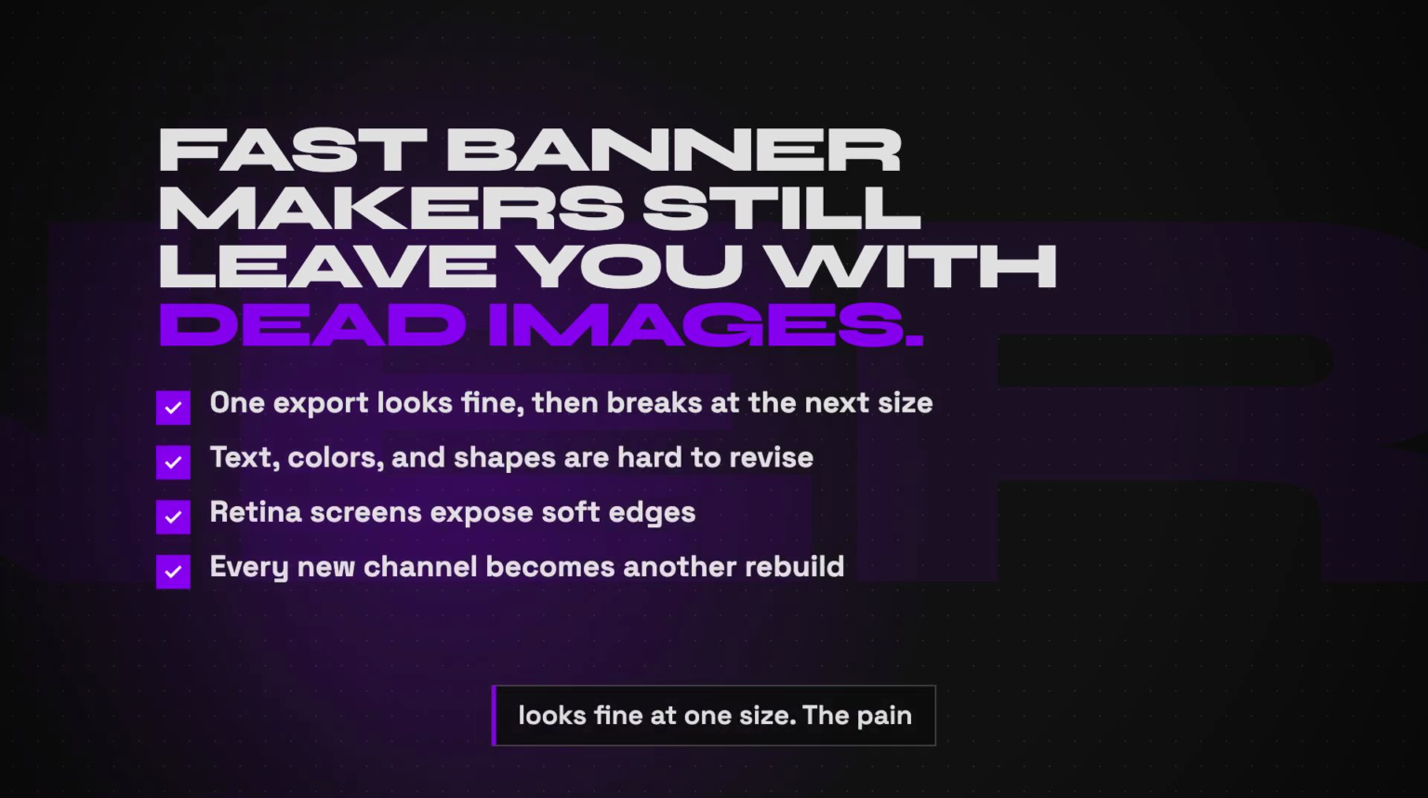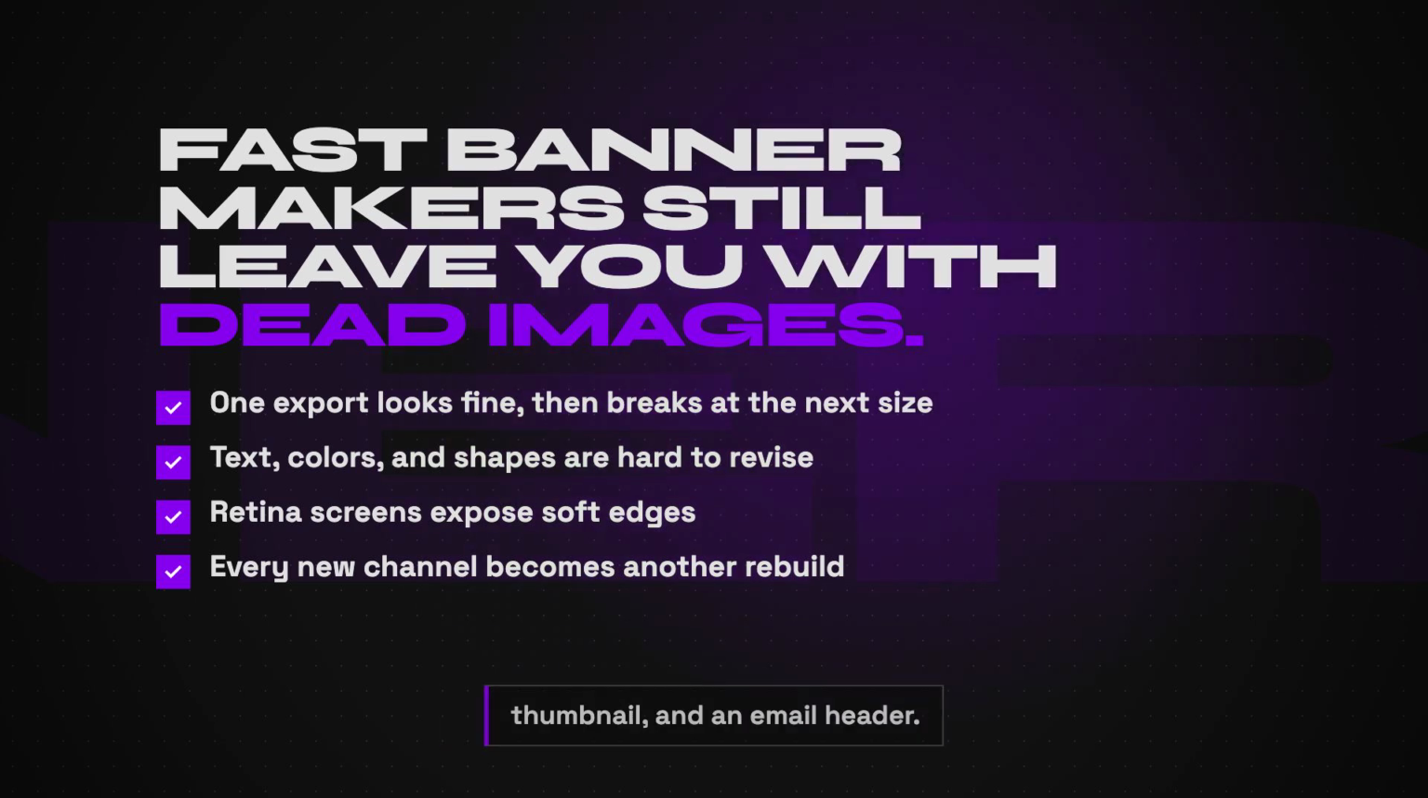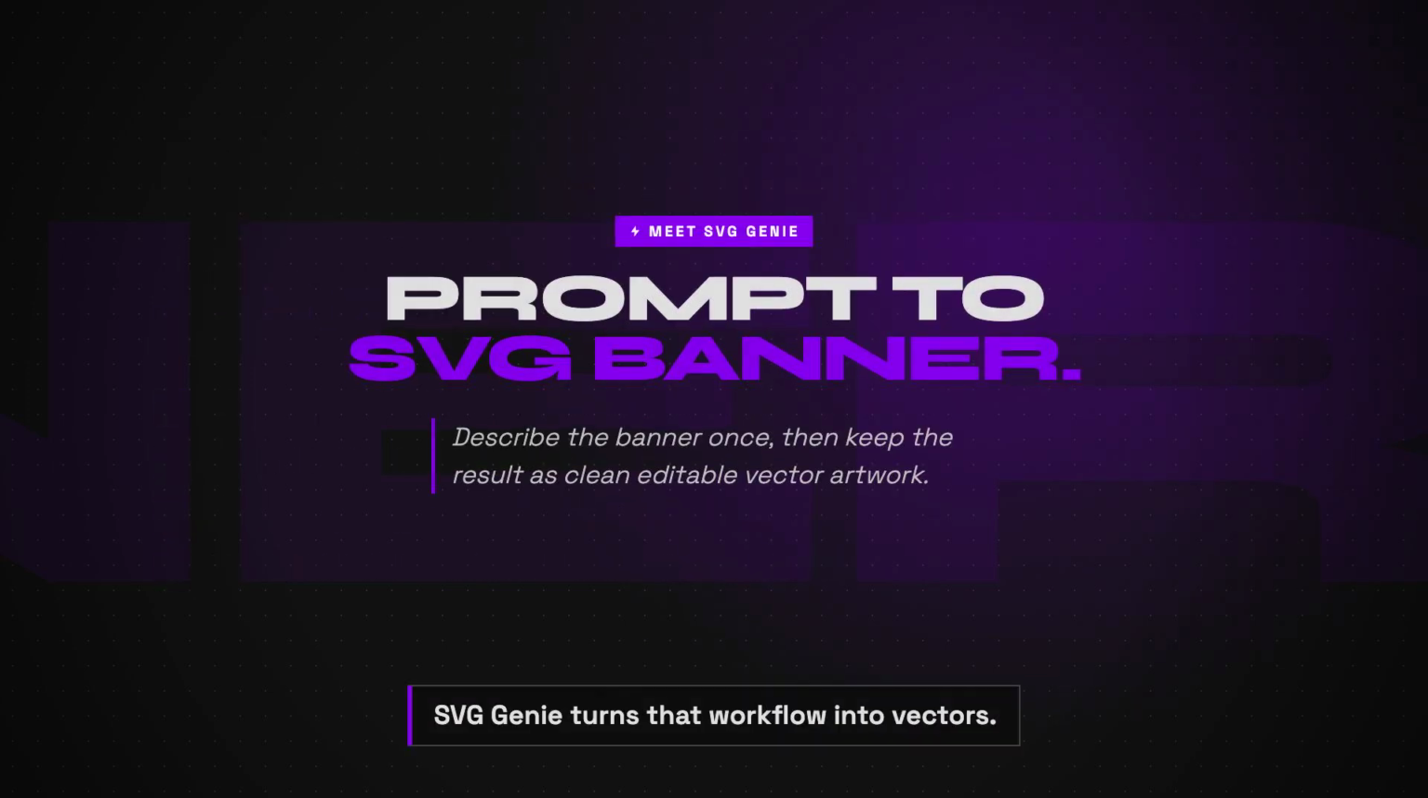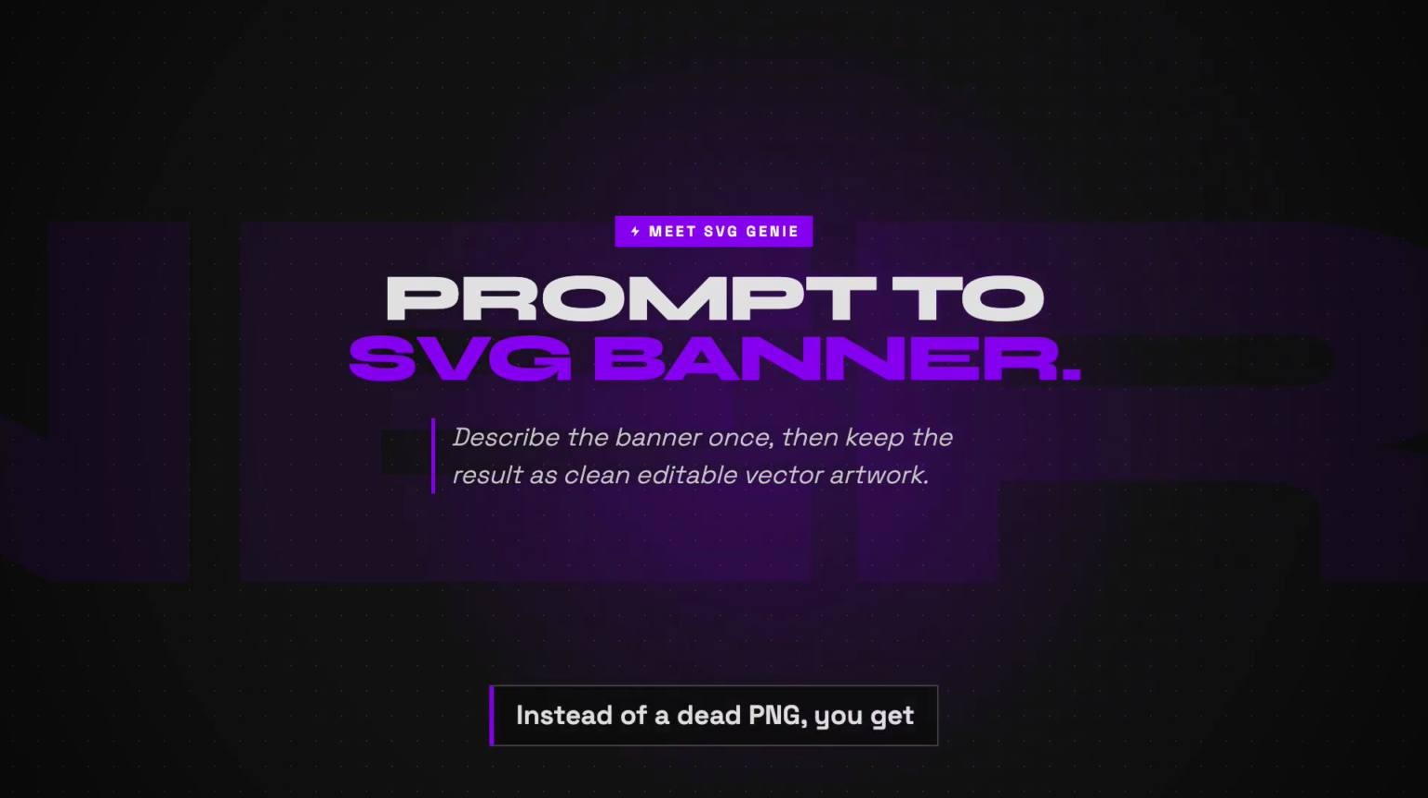The problem with most banner makers is not the first draft. The first draft looks fine at one size. The pain starts when you resize it, change the copy, recolor it, put it on a retina screen, or try to reuse the same graphic across a landing page, a thumbnail, and an email. SVG Genie turns that workflow into vectors. You describe the banner you want, pick a visual direction, and generate clean SVG assets that stay sharp at any size. Instead of a dead PNG, you get a graphic you can inspect, edit, recolor, export, and ship.